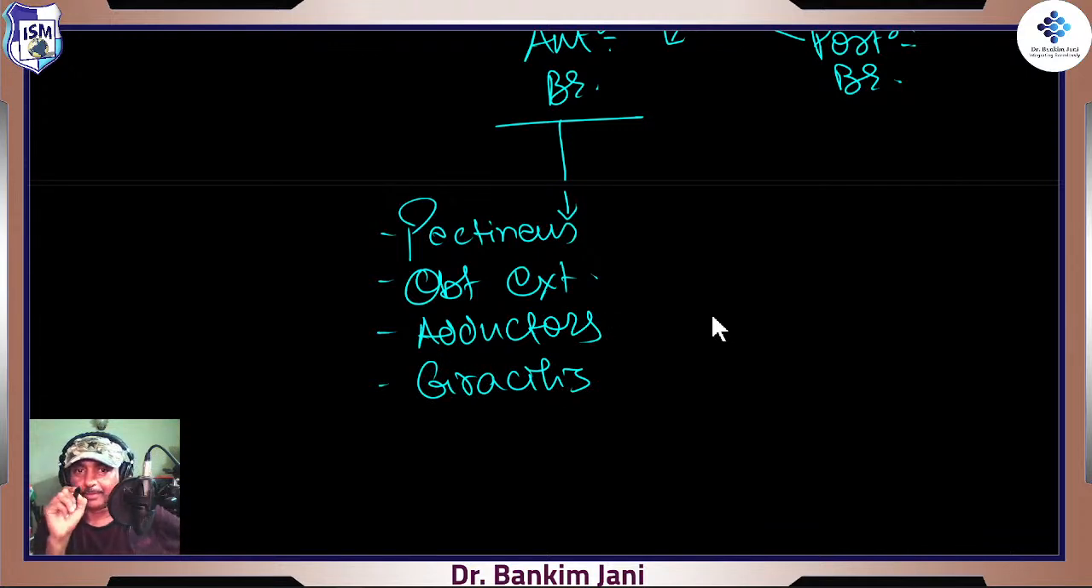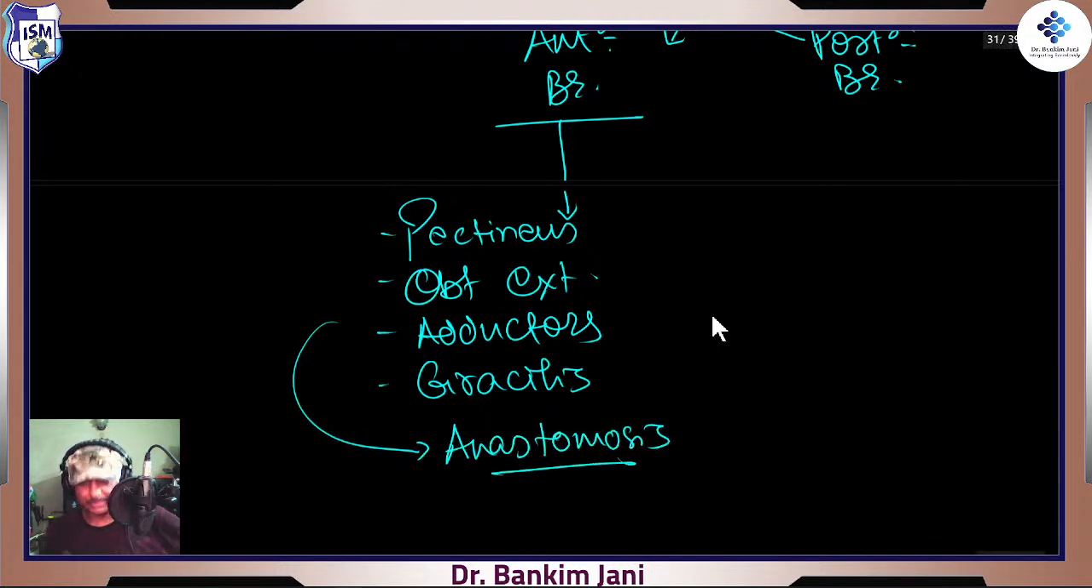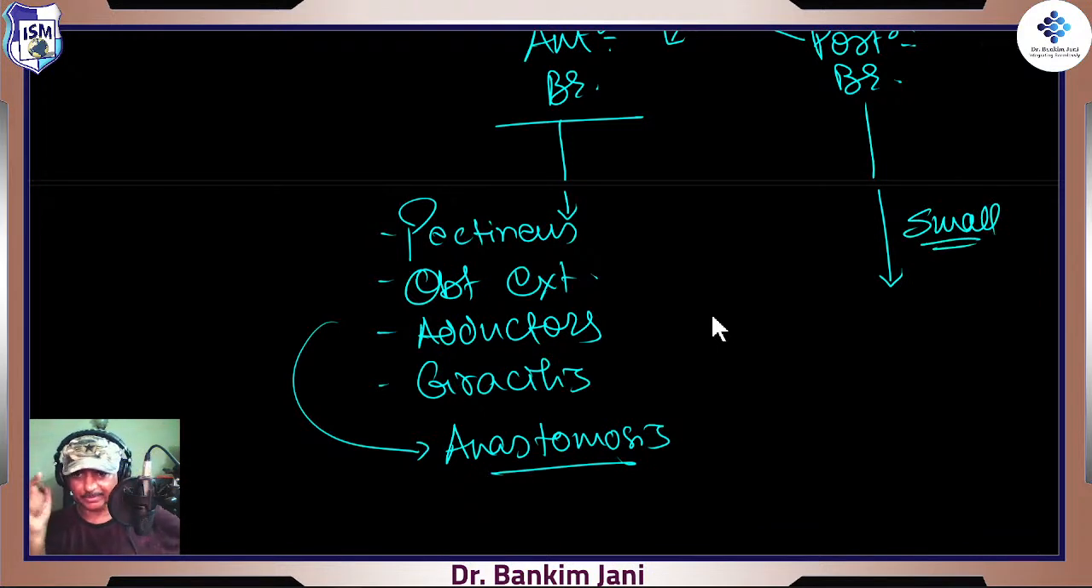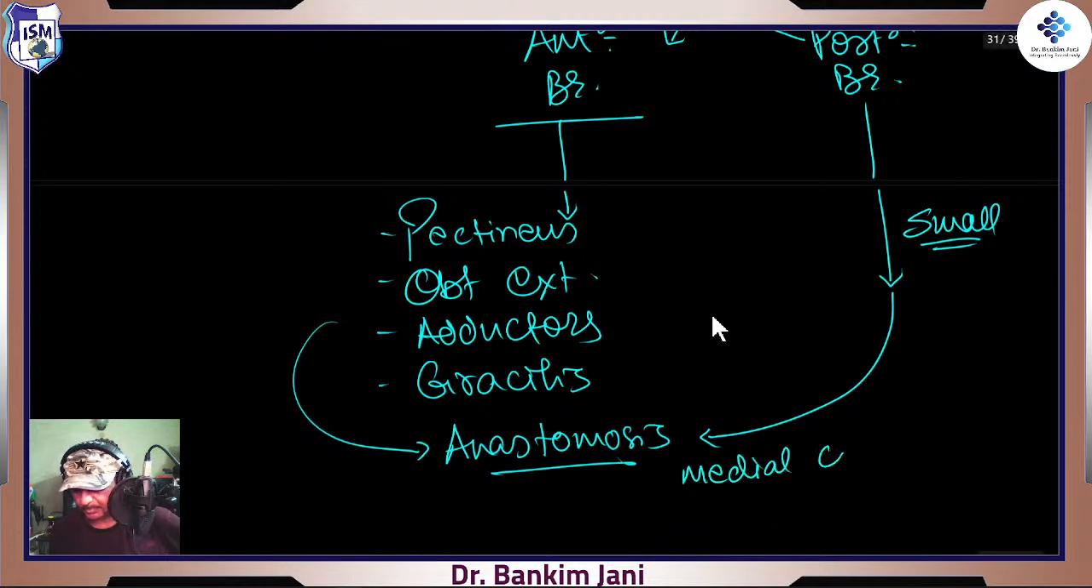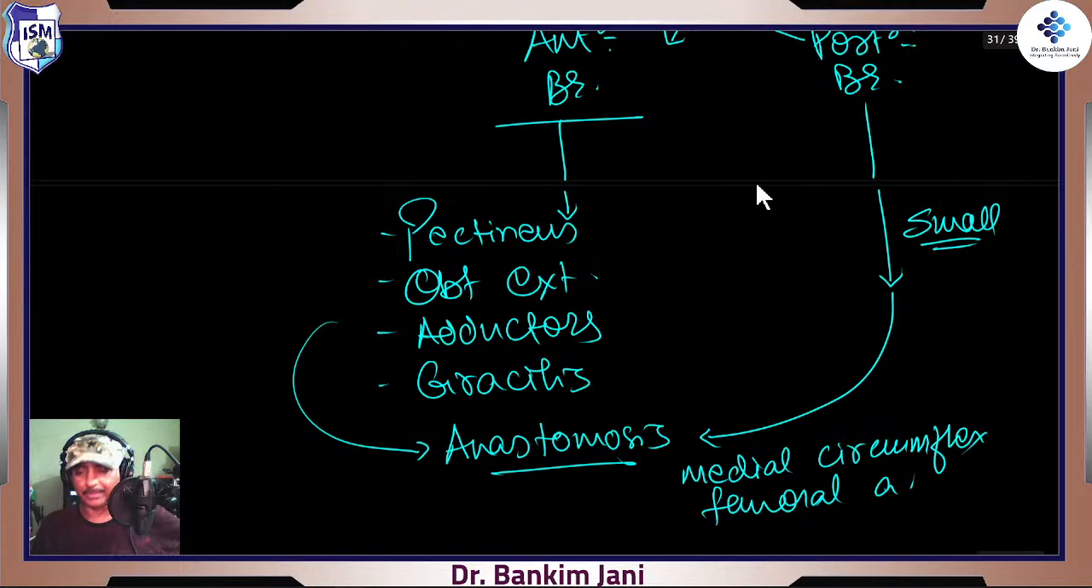Now comes something very interesting. It goes for the anastomosis. Now this anastomosis is with whom? Well, it is with the posterior branch. Now this branch is smaller. You remember when we were dealing with the hip region, at that point we said that this posterior branch has to come to this anterior branch. And this also anastomoses with the medial circumflex femoral artery. So the obturator part is done.